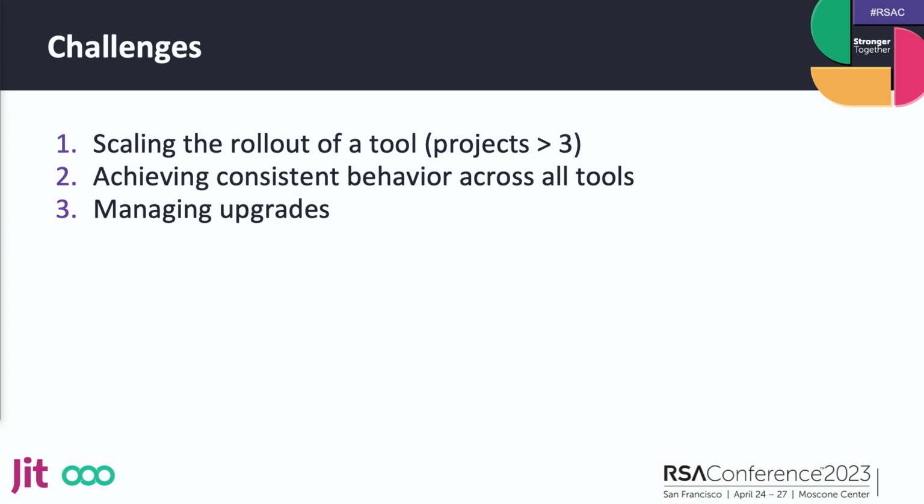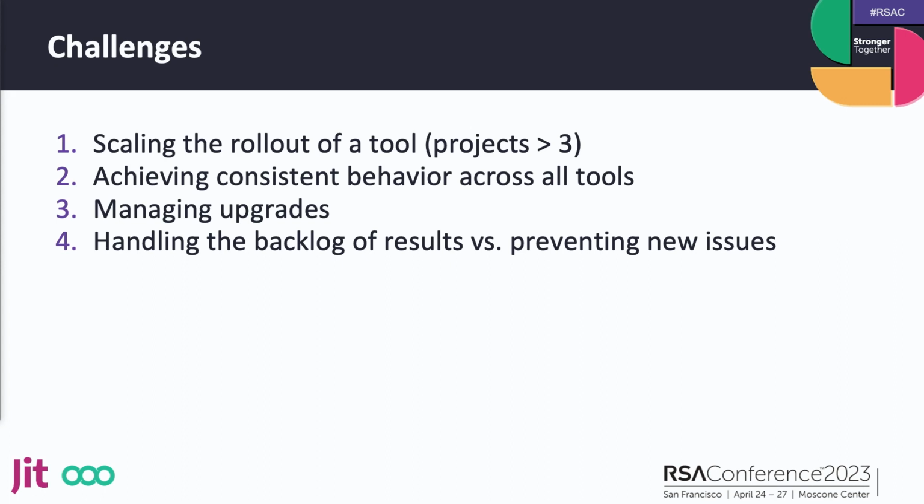The next challenge, and we talked a little bit about it before, is how do you manage upgrades? All these tools have their own life cycle. Sometimes they get a new version every week, every month. How do you deal with that? How do you test that the new version is not breaking everything? How do you know exactly if you need to make some changes in your pipeline, or that there's no new feature? That's really a headache. The next challenge is about the difference between handling your backlog and preventing new issues.